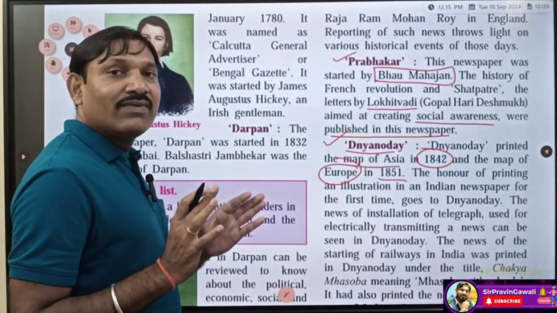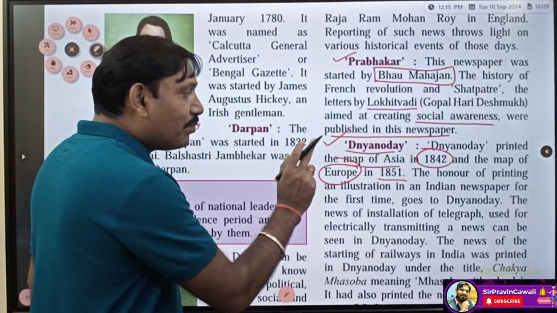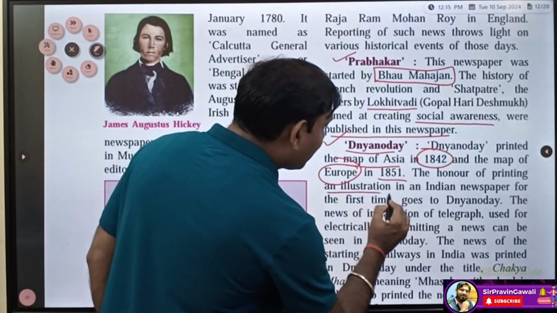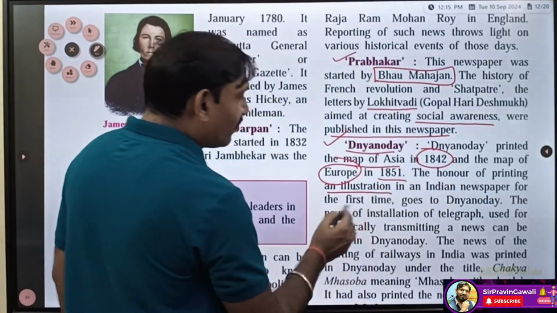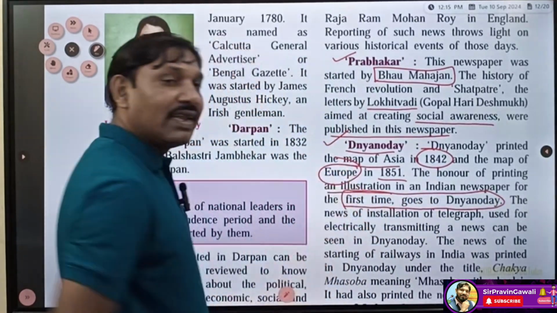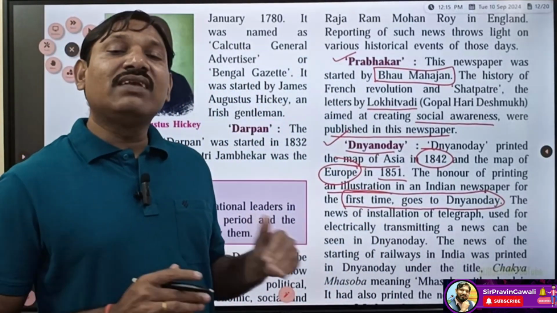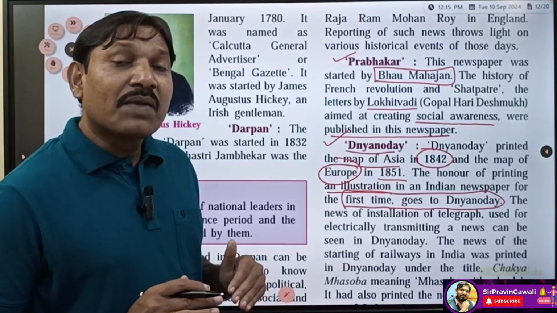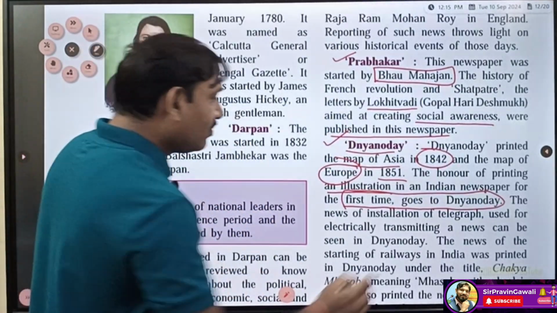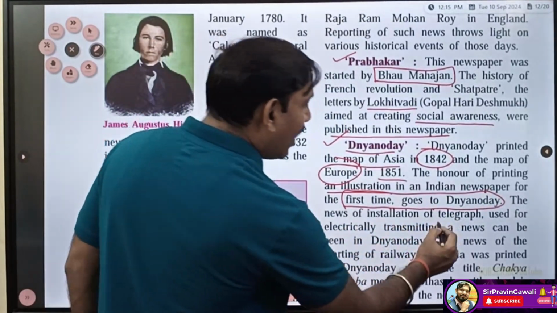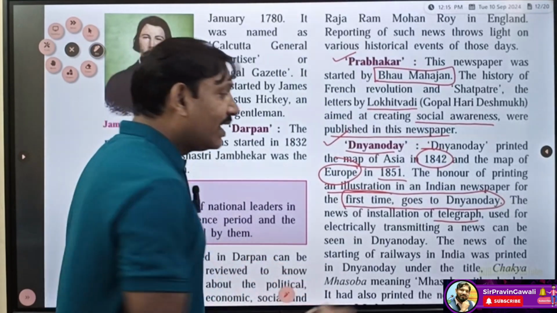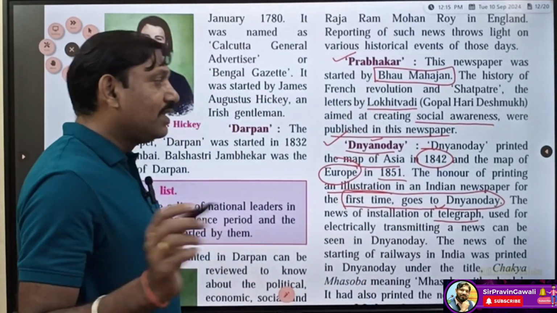So illustrations and images were given in this paper, the images of Asia and Europe. The honor of printing illustrations in an Indian newspaper for the first time goes to Jnanoday. Okay, students, have you understood? Very good. Now see the news of the installation of the telegraph. It means that for the first time, the information about the installation of the telegraph was printed in Jnanoday.